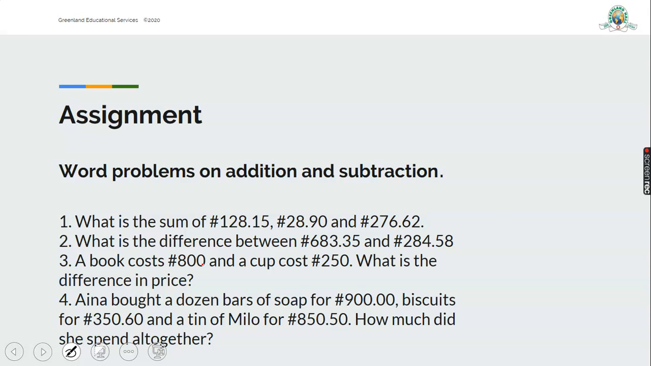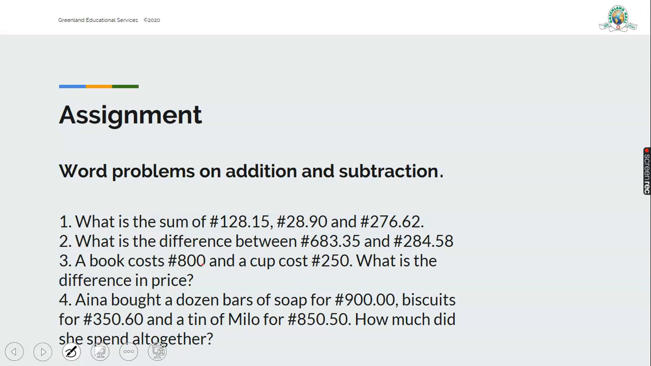Question 1 says, what is the sum of 128 naira 15 kobo, 28 naira 90 kobo, and 276 naira 62 kobo? What is the sum? Sum means addition. If you add them together, what will those three monies give you? Question 2, what is the difference between 683 naira 35 kobo and 284 naira 58 kobo? How are they different? Question 3, a book costs 800 naira and a cup costs 250 naira. What is the difference in price?